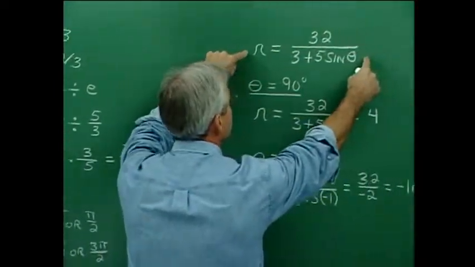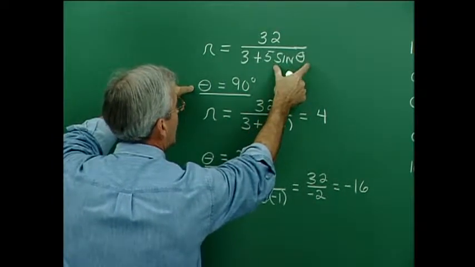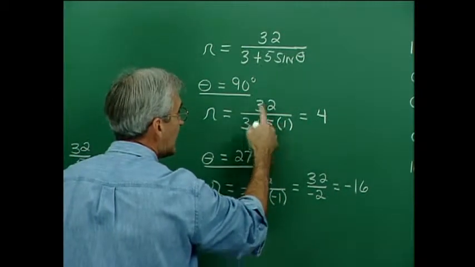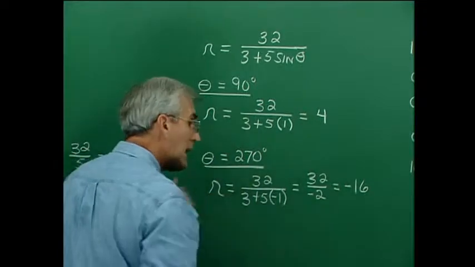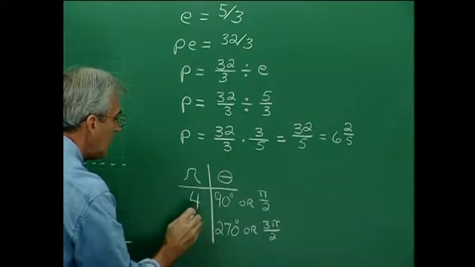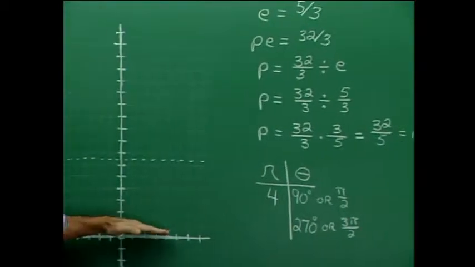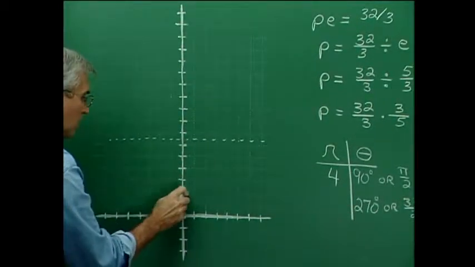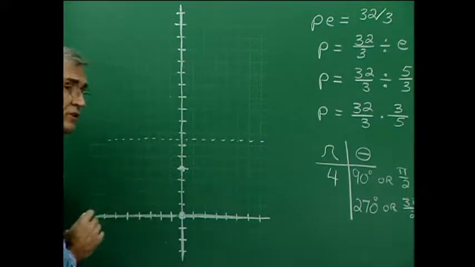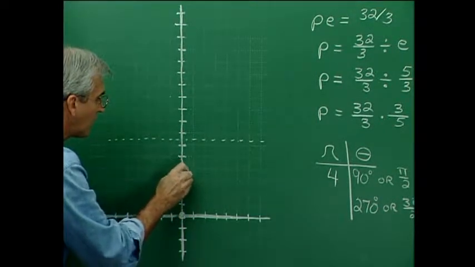Sometimes the original equation is a little easier. Here's the original equation, and when theta is 90 degrees, the sine of 90 degrees is 1. So we have 32 over 3 plus 5, that's 8. 8 into 32 goes 4, so r then is 4. We can come back over here and add that information into the table. And we can plot the point 90 degrees, 4. So 90 degrees, a distance of 4. That point is on the curve, on one of the branches. And because it's on the transverse axis, we know it's a vertex point. So we have one vertex point right here.